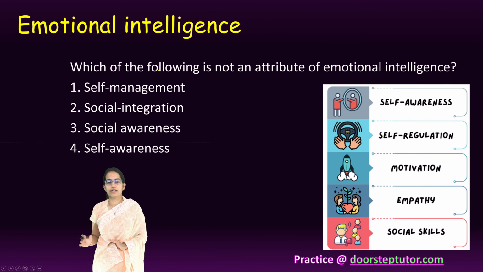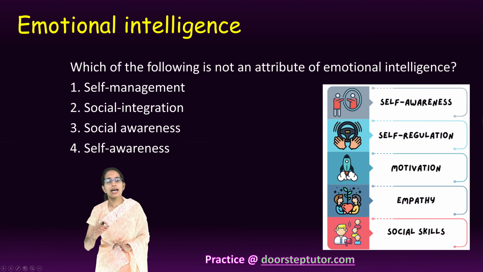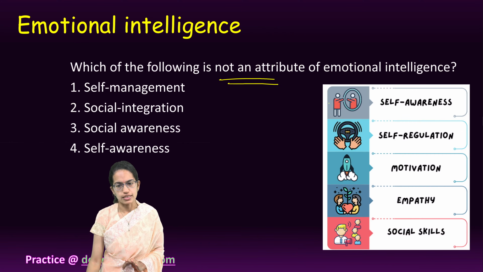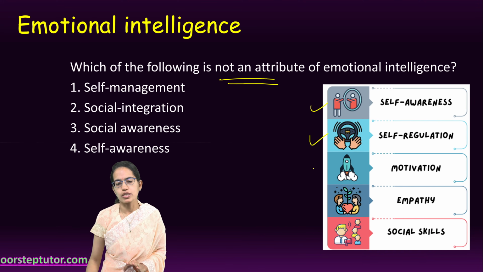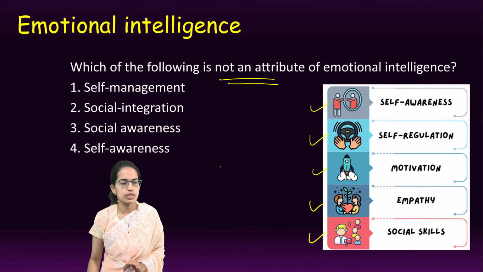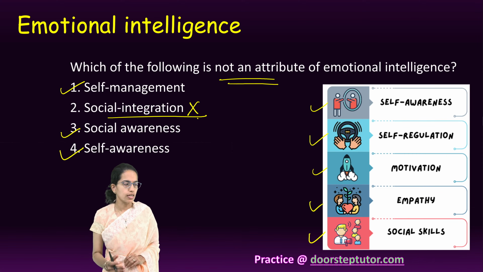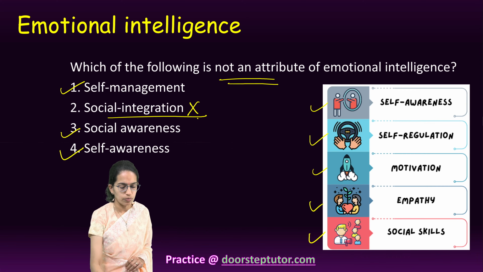Now, the first question pertained to emotional intelligence and asked which of the following is not an attribute of emotional intelligence. So self-awareness, self-regulation, motivation, empathy and social skills are part of it. So self-management, social awareness and self-awareness would be the answer. So the only incorrect answer here is 2. This was a very direct question based on emotional intelligence, Goleman's principle.